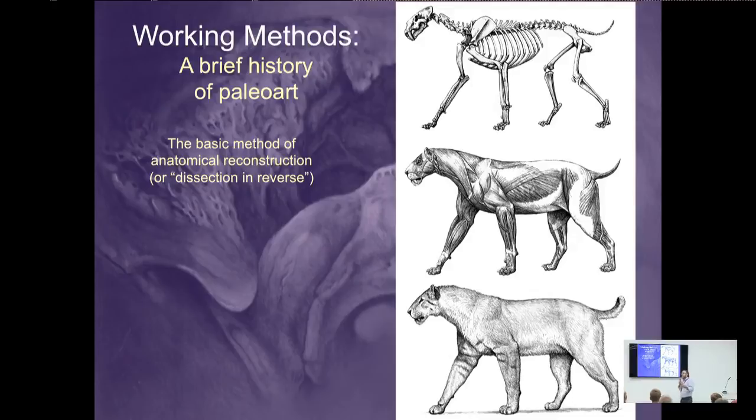The second step is what I call dissection in reverse. When we dissect our animals, we go from the outside in. So we cut, we separate each muscle, and we track it to its attachment area in the bones. With the fossils, we do the opposite. So we identify those attachment areas in the bones, and from there we start to dress the bones with successive layers from the inside out.